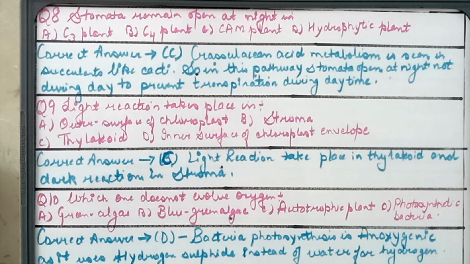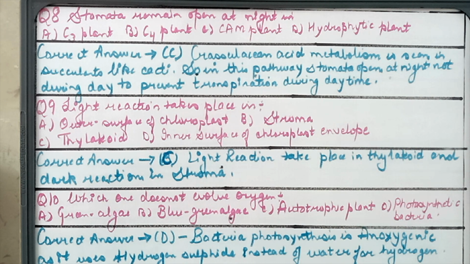Let us look at question number 9. Light reaction takes place in. So in this, the question is, where does light reaction take place? We know there are two reactions in photosynthesis, light and dark. In light reaction, the ATP and NADPH2 are formed, which are used in dark reaction, and this light reaction takes place in the thylakoid. For your information, I am also telling that dark reaction takes place inside the stroma. So light reaction inside the thylakoid and dark reaction inside the stroma.